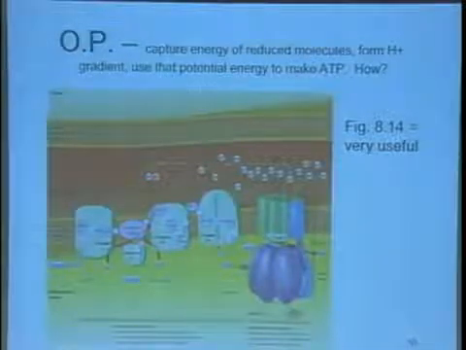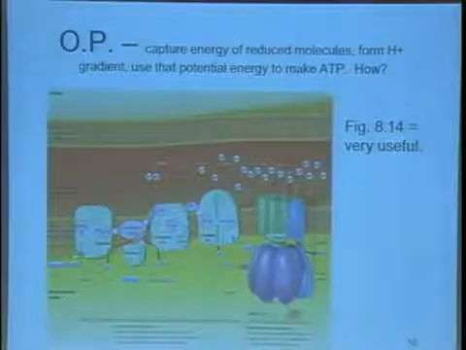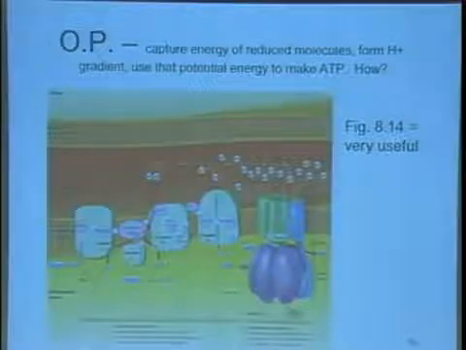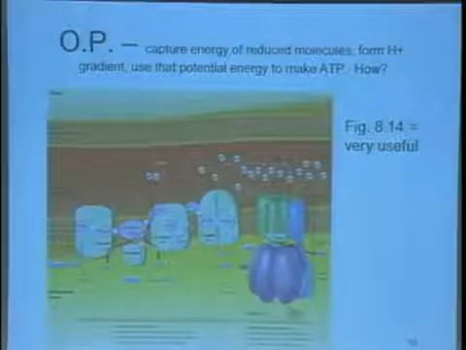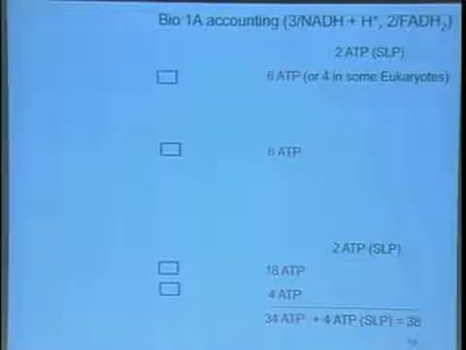So complex 1, complex 3, complex 4. FADH2 enters at complex 2. Again, we pump protons in this process. So we pump fewer protons for FADH2 than we do for NADH. Hence, we will get fewer ATP molecules per FADH2 than we do for NADH because fewer protons are pumped, okay? All right, I see that something happened to my diagram here, and it's missing.